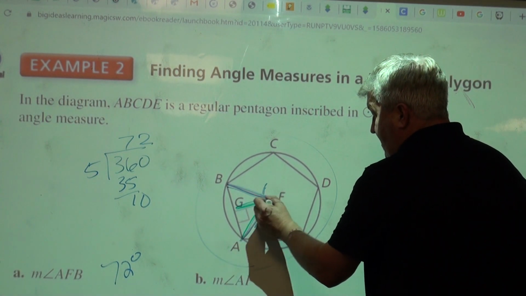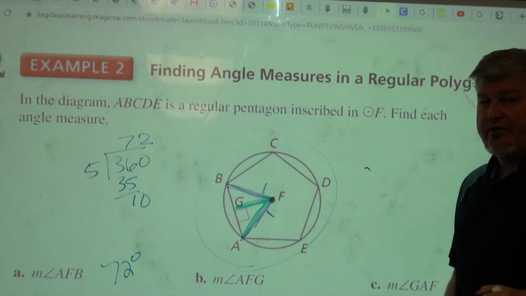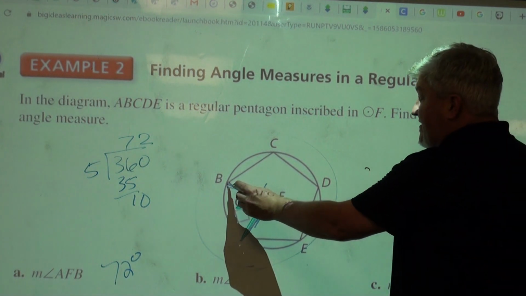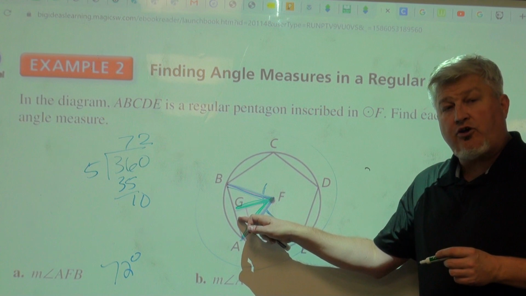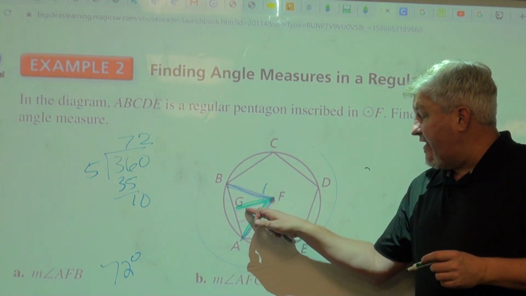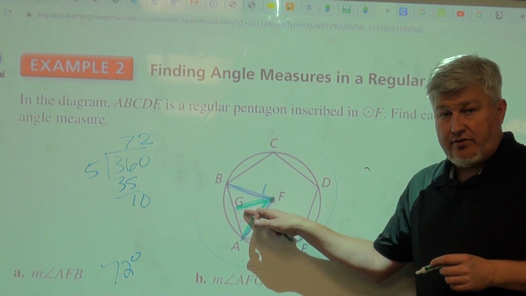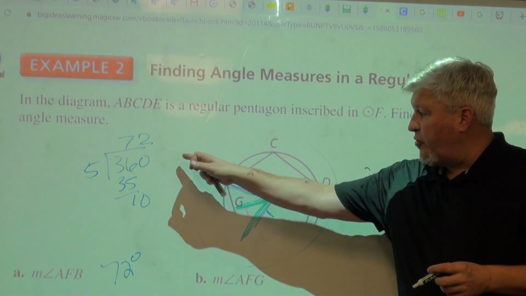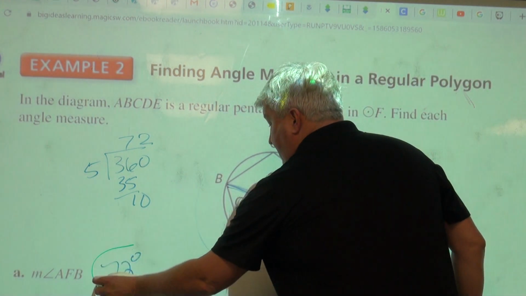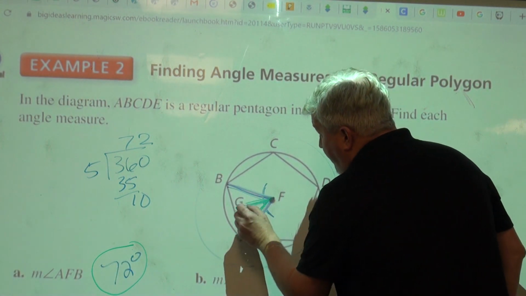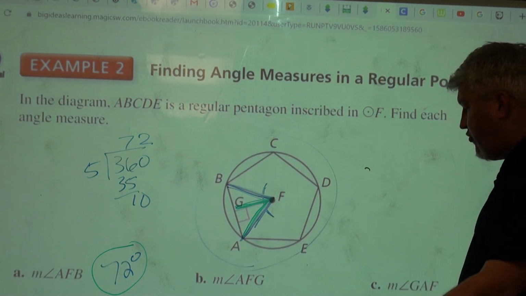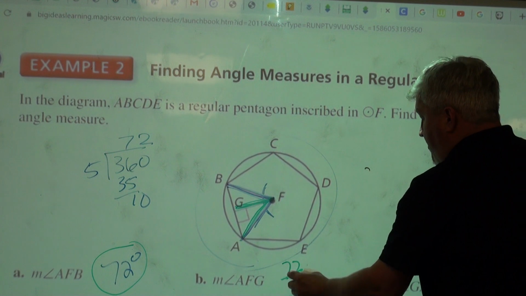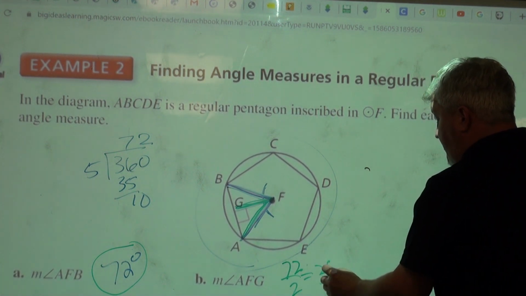The next, letter B says, what is the measure of angle AFG? AFG, which is the angle formed by the apothem. Because this is an isosceles triangle and that apothem forms a 90-degree angle on that triangle, it splits this angle in half. So we determined it was 72 degrees right here. So then that apothem cuts that angle in half, divides 72 by 2, and you get 36 degrees.